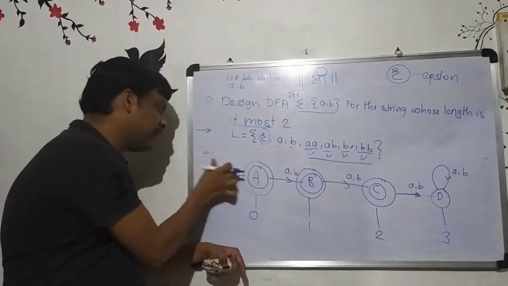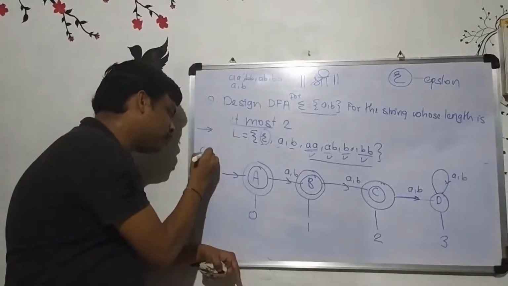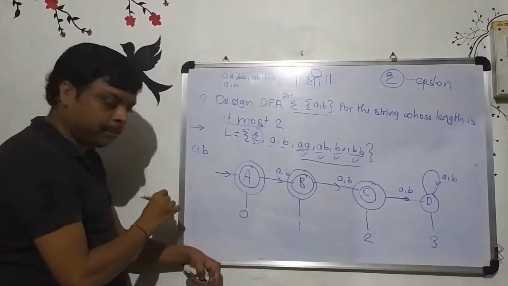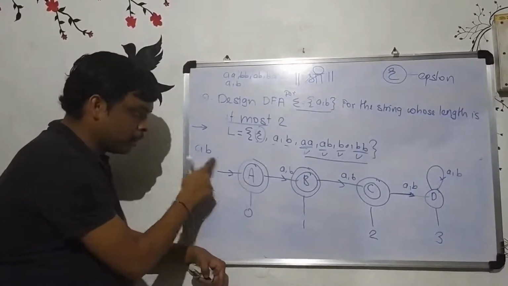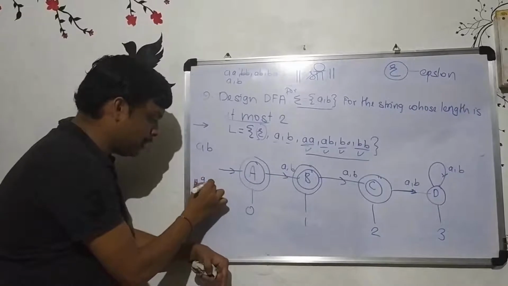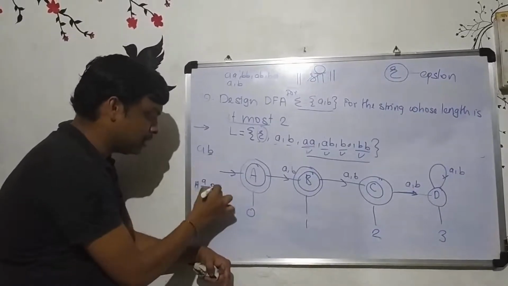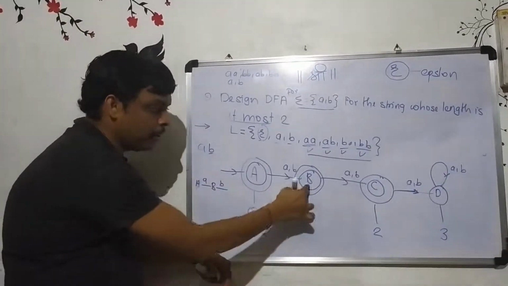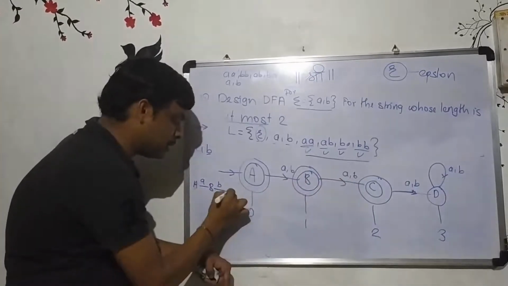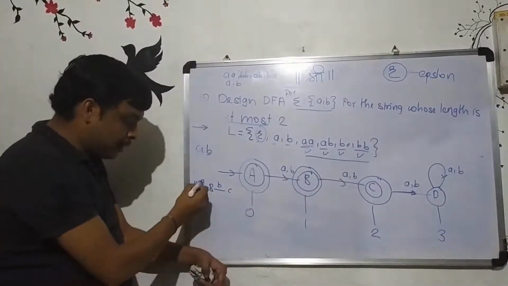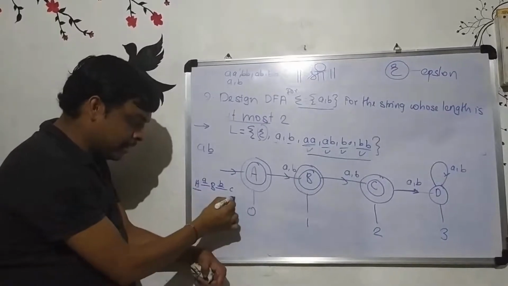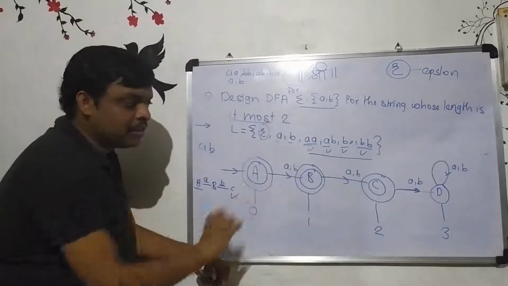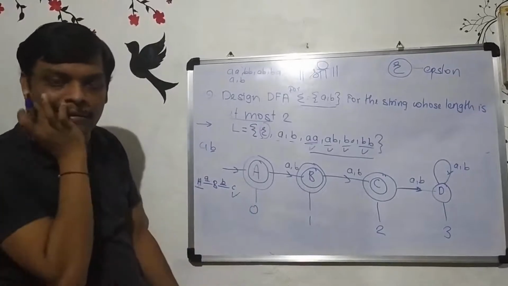If I take suppose ab, in this case what will happen? Start with the initial state capital A. Observing small a, you will be in B. And the next symbol: whenever you are in B, observing small b, you will be in C. Upon scanning this string, started with the initial state, at the end we are in C. And C is also final. So ab is also accepted.